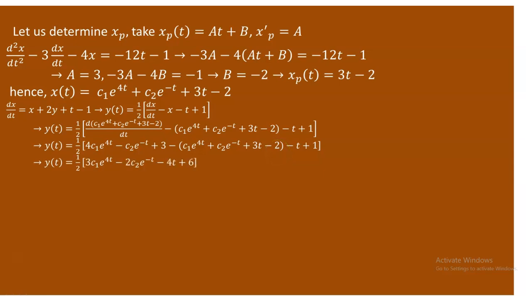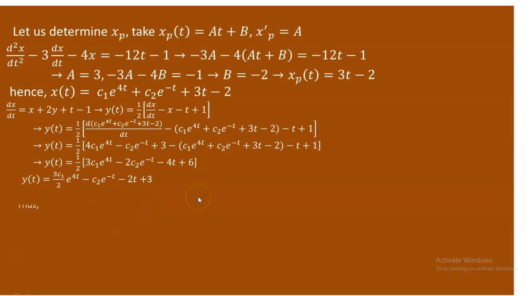Simplifying or collecting like terms together, one can get y of t to be this one. Y of t is half of 3 times c1 e to the power of 4t minus 2 times c2 e to the power of minus t minus 4t plus 6. Thus, students, y of t is finally this one. We just multiply the entire expression by 1 over 2. So y of t looks like this.